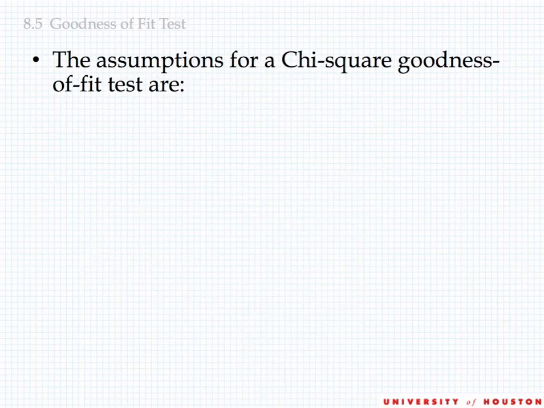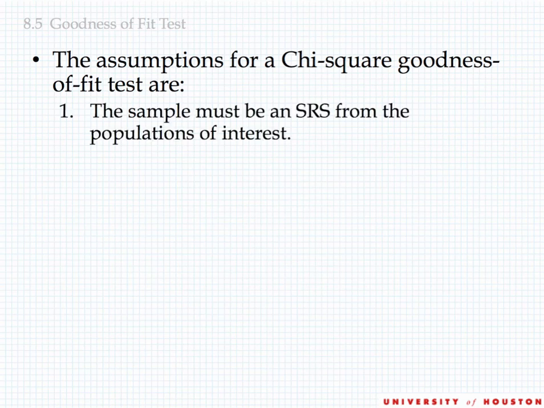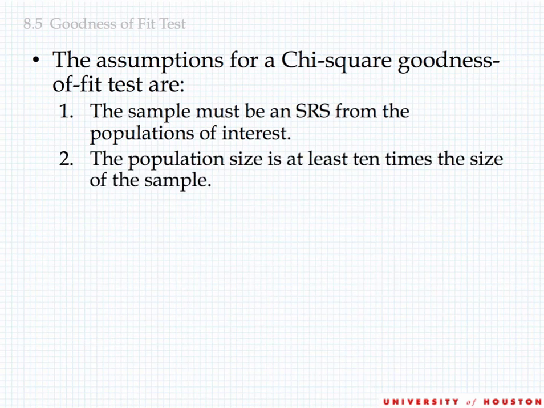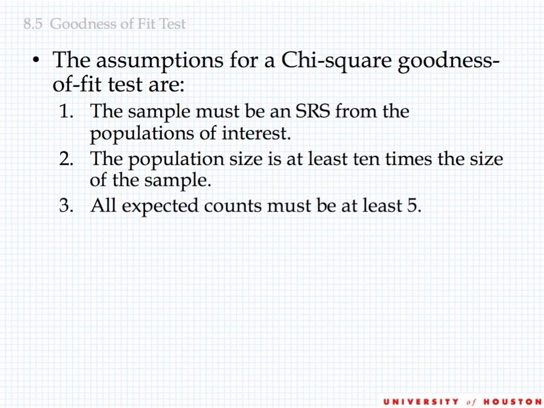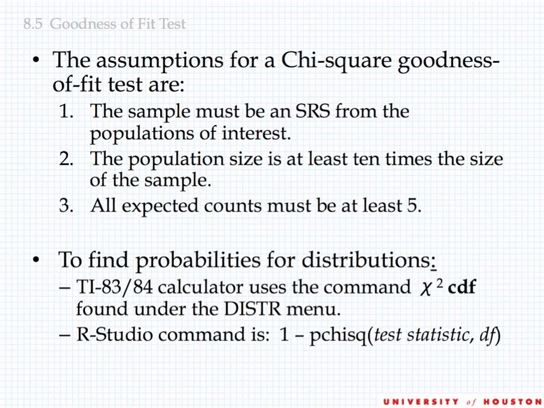The assumptions for a chi-square goodness of fit test are: the sample must be a simple random sample from the population of interest. The population size is at least 10 times the size of the sample. And all expected counts should be at least 5. To find the probabilities for distributions on our TI-83 or 84 calculator, there's a command that's chi-squared CDF. It's under the distribution menu, the same place that we find our normal CDF and TCDF. In RStudio, the command is p-chi-sq, and we put in our test statistic and our degrees of freedom.